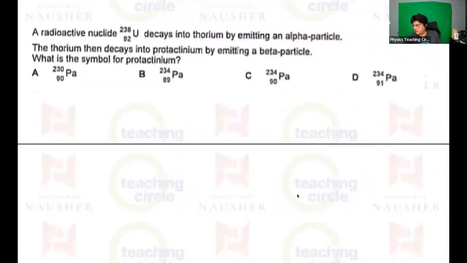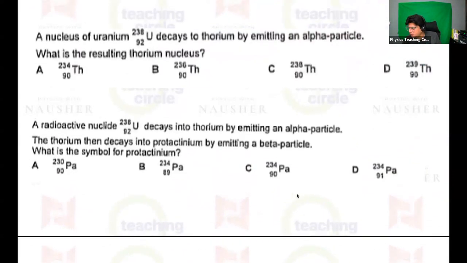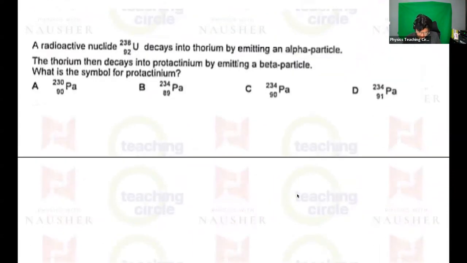Here we go, guys. Your second question. Are you all done with the first one? I'm assuming that everybody was able to do it. Everybody got the right answer. Let's do the second one.